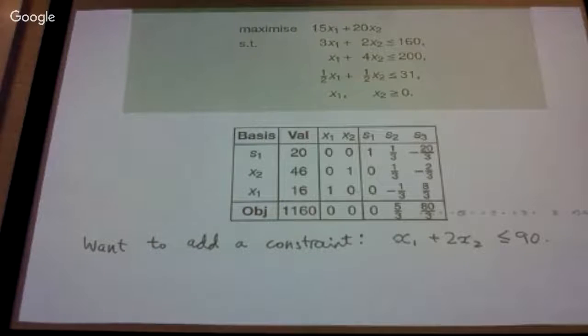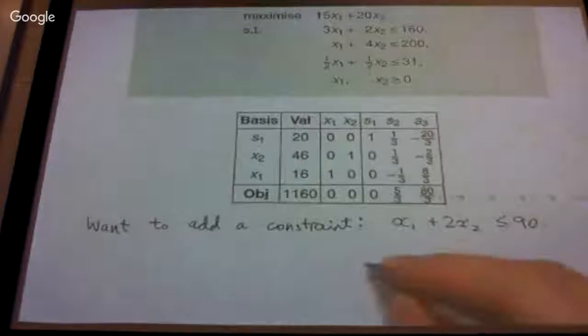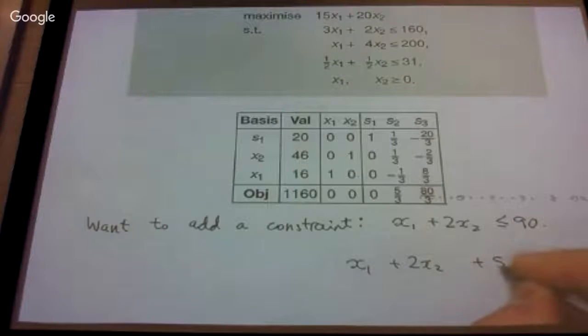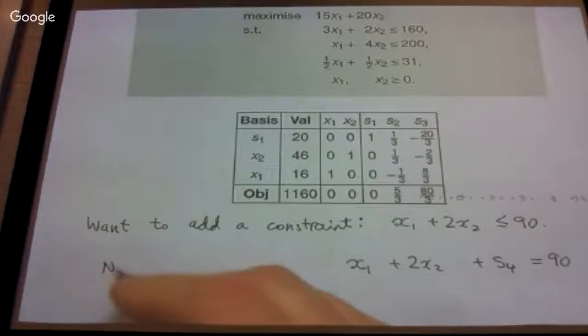Okay, so what happens when you add a new constraint? Well, firstly, of course, because it's a less than or equal to, it's going to need a new slack variable. So this constraint is in fact going to be x1 plus 2x2 plus s4 is equal to 90. So new slack variable.